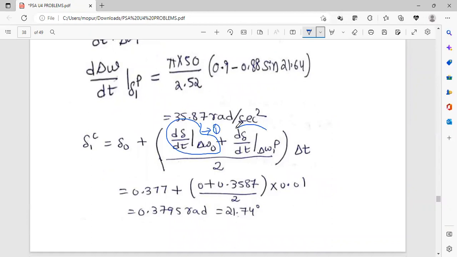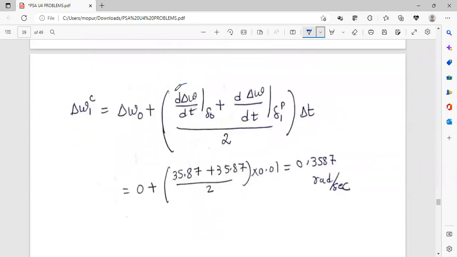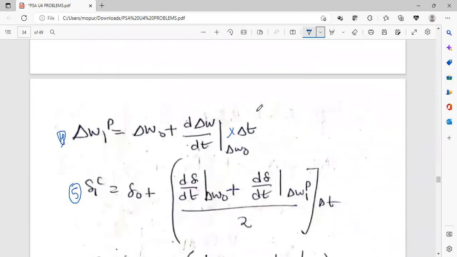This value is actually the third formula. You can remember it like this. This is the third formula into delta t. Similarly, this is the second formula. And this is the fourth formula. That's it, completed. Now let me show you the formulas and make it clear.